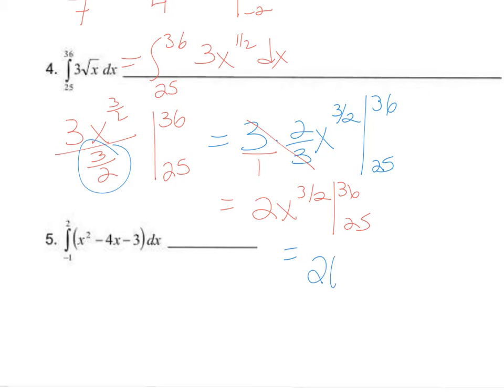So we can plug in the 36 minus plug in the 25. When you type this in your calculator, you have to put parentheses around your exponents to make sure you get the right final answer.